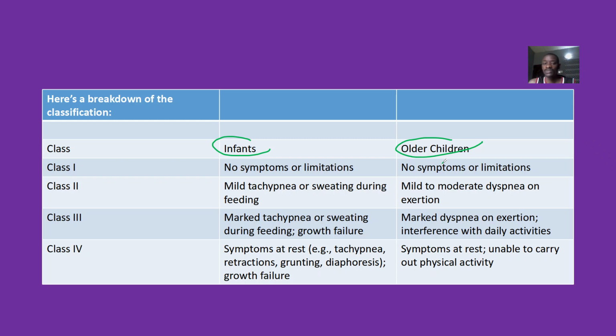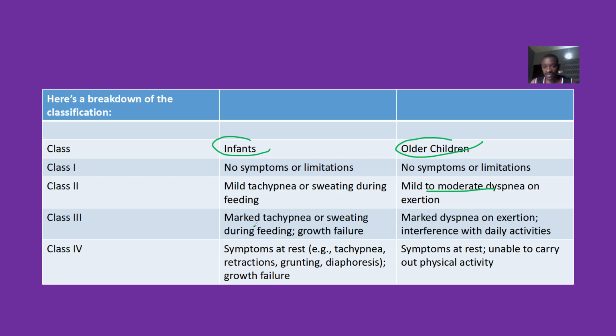Class 2, there's mild tachypnea, there's difficulties in breathing, and they are sweating as they feed. In older children, there's mild to moderate dyspnea on exertion. In older children the symptoms are less because the body is much more developed to handle stress. But in infants, as the stress comes, it shows up like that.